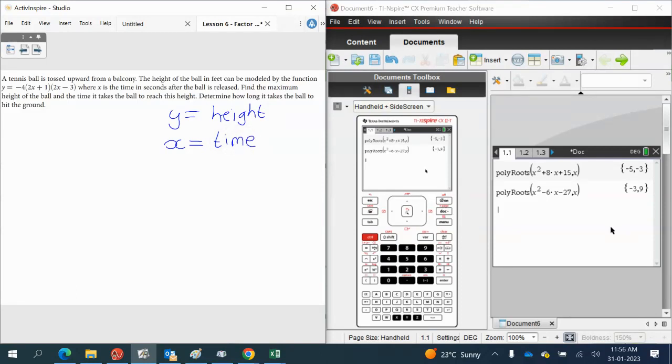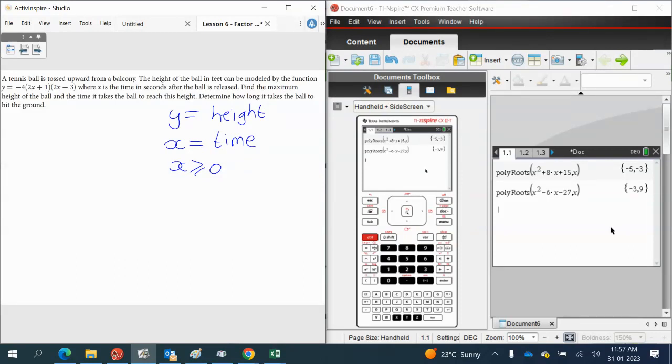So we need to consider the domain and range a little bit. With the x values, what's the smallest possible x value we can have? 0. Why? Because time starts at 0. We can't have a model that describes the height of the ball and start talking about where the ball was. It's not going to make any sense.